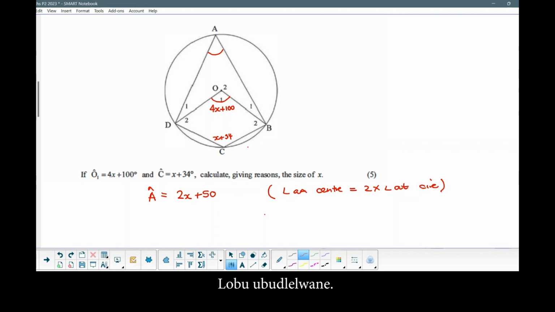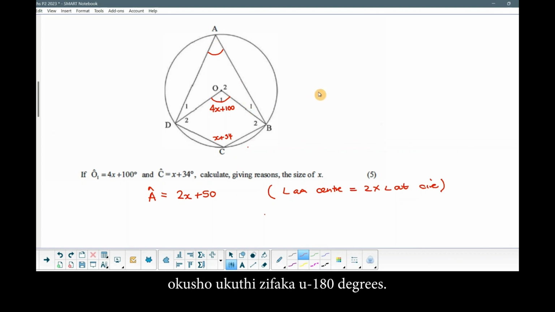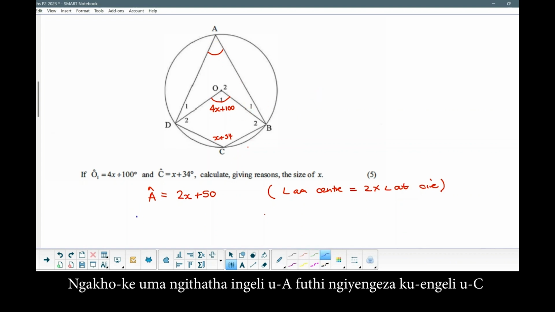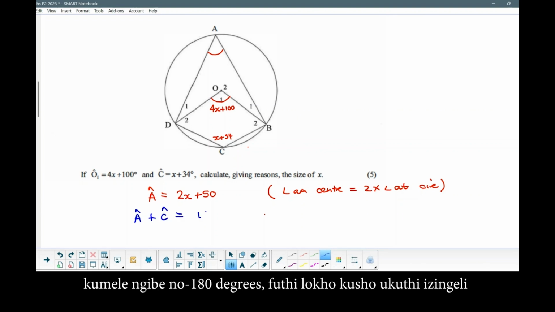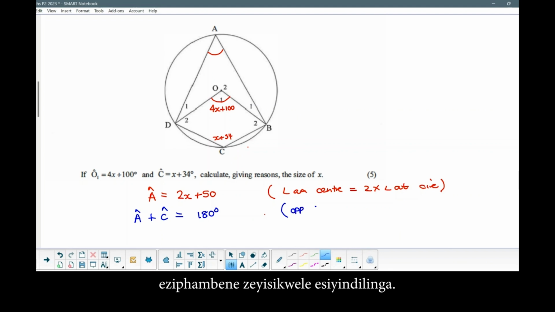That's the relationship. The next relationship is that opposite angles of a cyclic quad are supplementary. That means they add up to 180. So if I take angle A and I add it to angle C, I must end up with 180 degrees. And that is opposite angles of a cyclic quadrilateral.